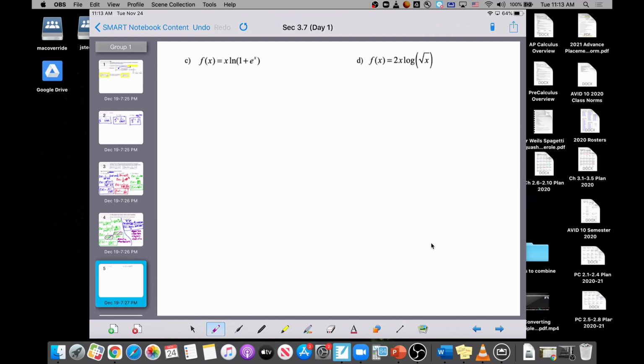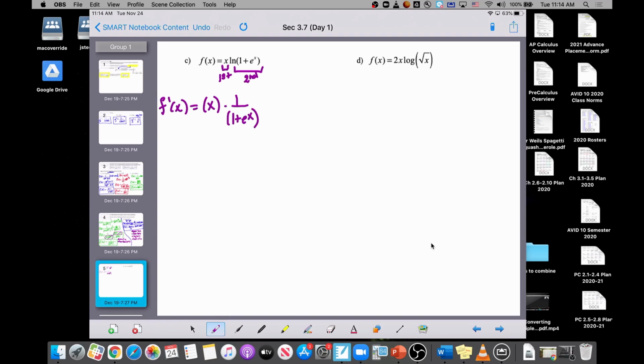All right, letter C, looks like we have another product. So we're going to start with the product rule. X is our first function, and natural log of 1 plus e to the x is going to be our second function. So we're going to begin again with product rule. So f prime of x is going to be equal to first times the derivative of the second. So the derivative of a natural log function is 1 over the stuff. So 1 over 1 plus e to the x times the derivative of the stuff.